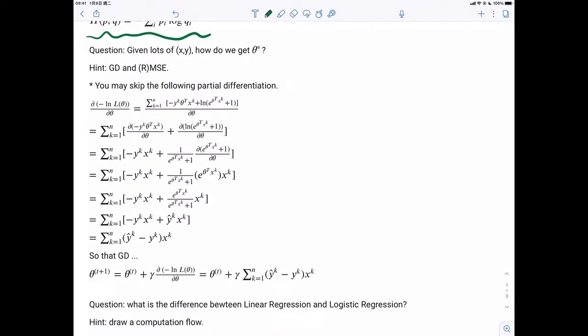So basically, we have that likelihood function. We want to find the minimum value of the minus log likelihood function. So here it is. We simply calculate this value.